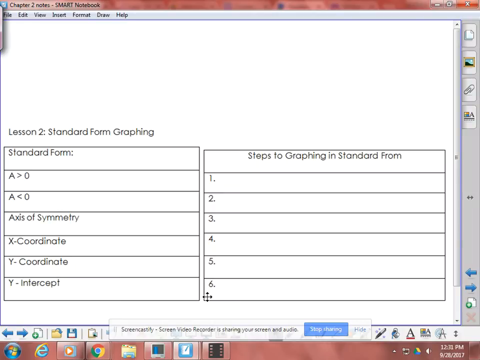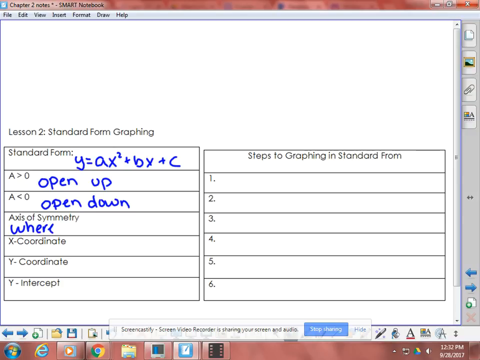Standard form graphing. So to start with, you want to know what is standard form. Well, standard form is y equals ax squared plus bx plus c. Just like in vertex form, when our a value is bigger than 0, it's going to open up. And when a is less than 0, it's going to open down. My axis of symmetry is the same as in vertex form. It's where the graph folds.